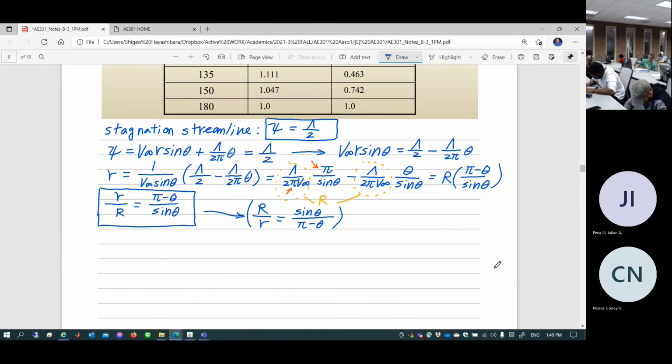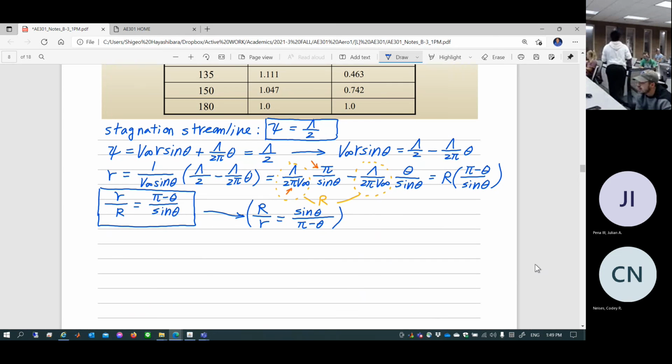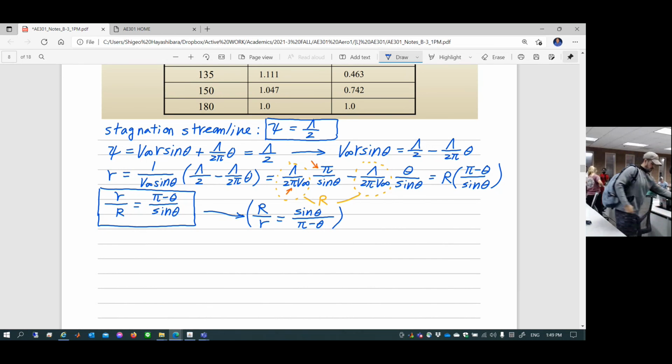Question: on the far right side of your equation, you have r is equal to pi minus theta over sine theta, and then you rewrite it as little r divided by big R. Oh wait, never mind, I forgot, I didn't see that you just divided by R and got rid of it. Parentheses are gone, R moves over to the other side, and you're left with the inside one.